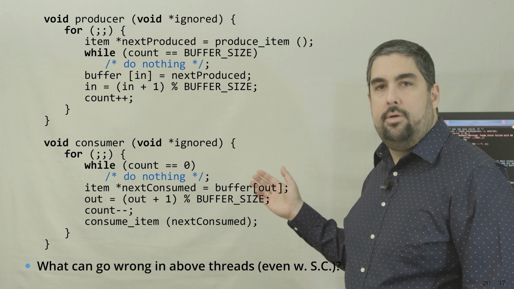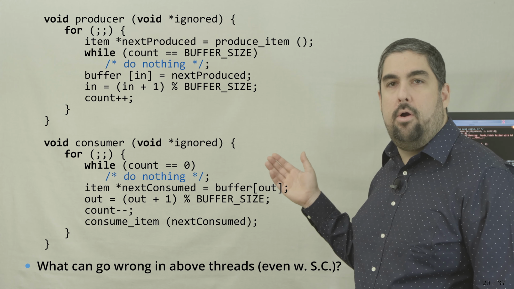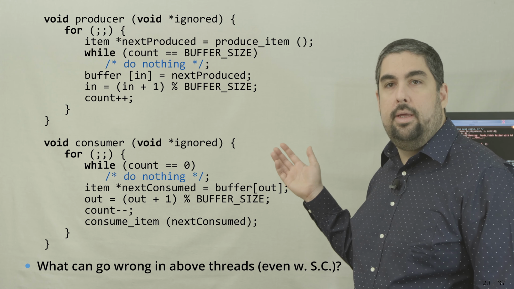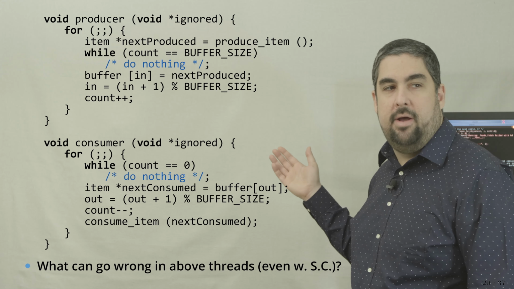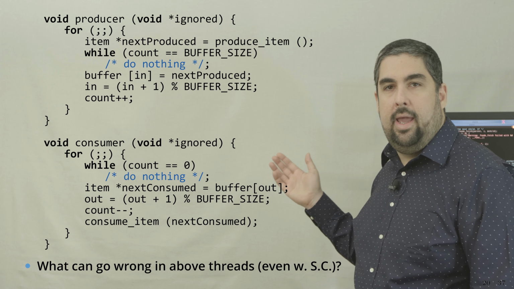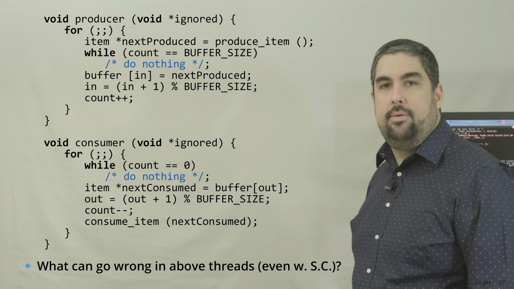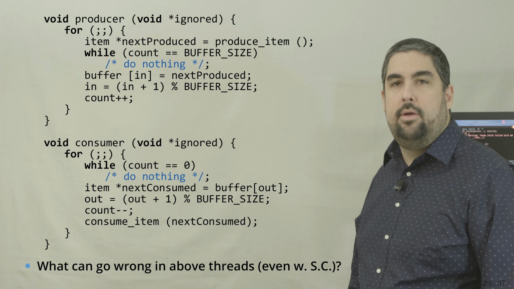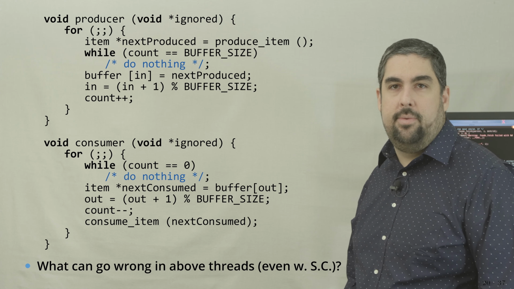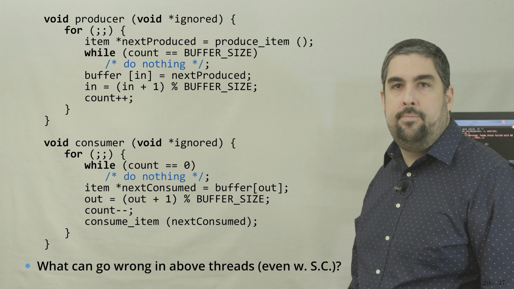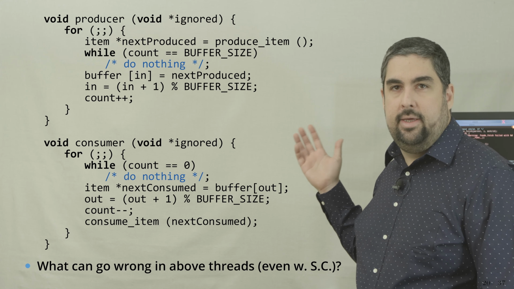And the consumer, similarly, waits while the number of items in the buffer is 0. It's going to do nothing. And when there are items in the buffer, it's going to read from the buffer. And it's going to then increment the out and decrement the count, and then consume the item. So what can go wrong? Think back to our first examples. Anything here that's shared basically can go wrong.